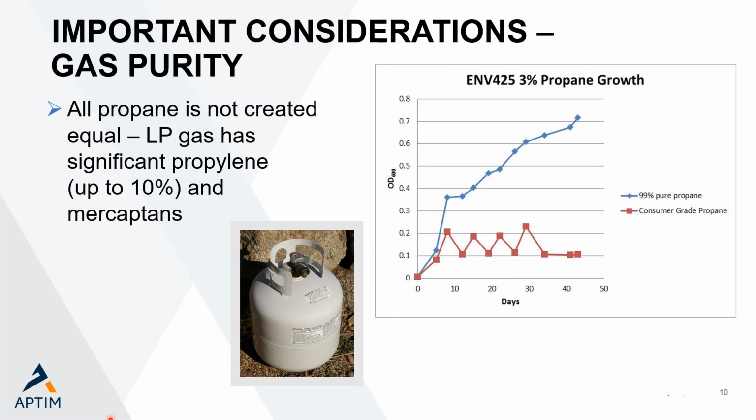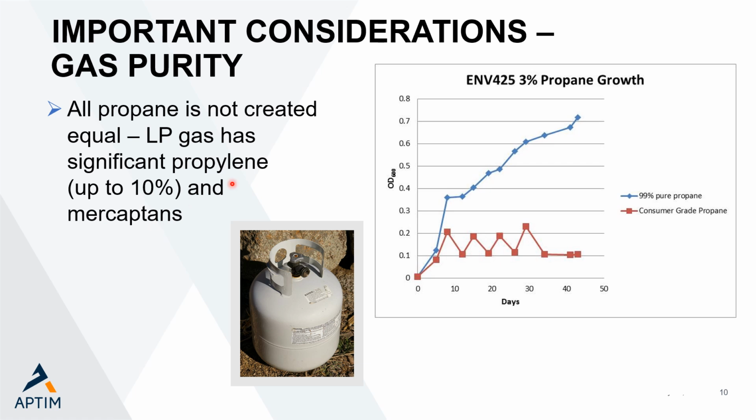Another important consideration is gas purity, and it's often best if you're conducting a project using co-metabolism to use relatively pure gases, usually at least 99%. And this is just an example. This is a typical grade of propane called LP gas. It has a lot of propylene, which is not very good for growth of some of these organisms. It also has mercaptans, which they don't like.